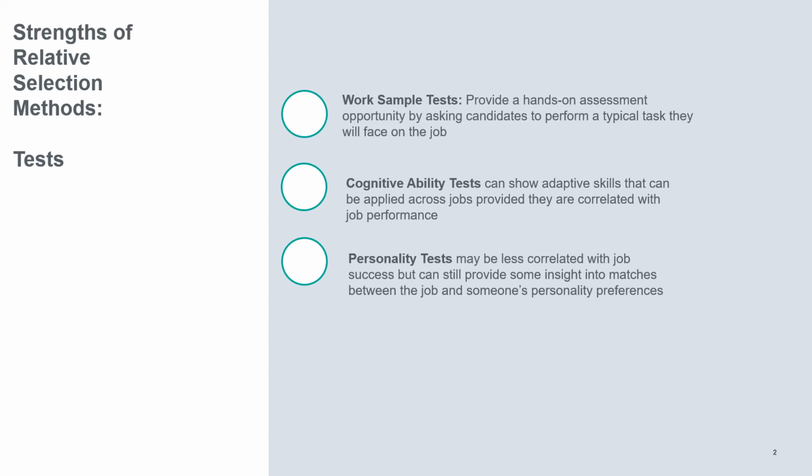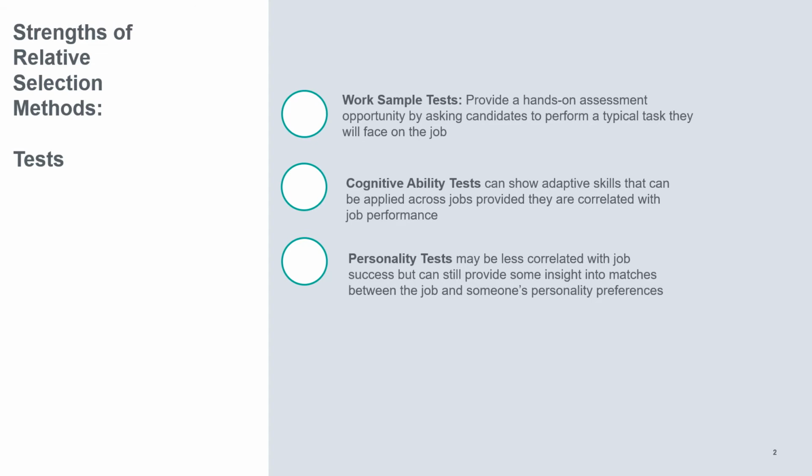You also have cognitive ability tests, and these have been correlated quite sharply with job performance. And the nice thing about these is that they can show adaptive skills that can be applied across jobs. So something like general intelligence would be able to be applied to many different roles and is particularly effective when you don't know exactly how the role is going to look in the future.